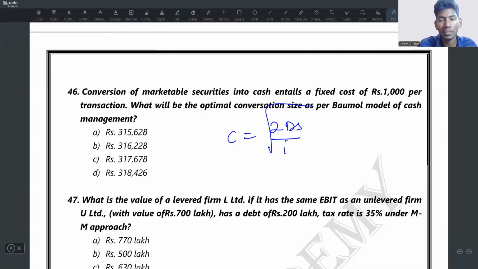Calculate, you will get the answer, which as per the Baumol model is the right option, 3,16,228. Okay. So moving to question number 47.